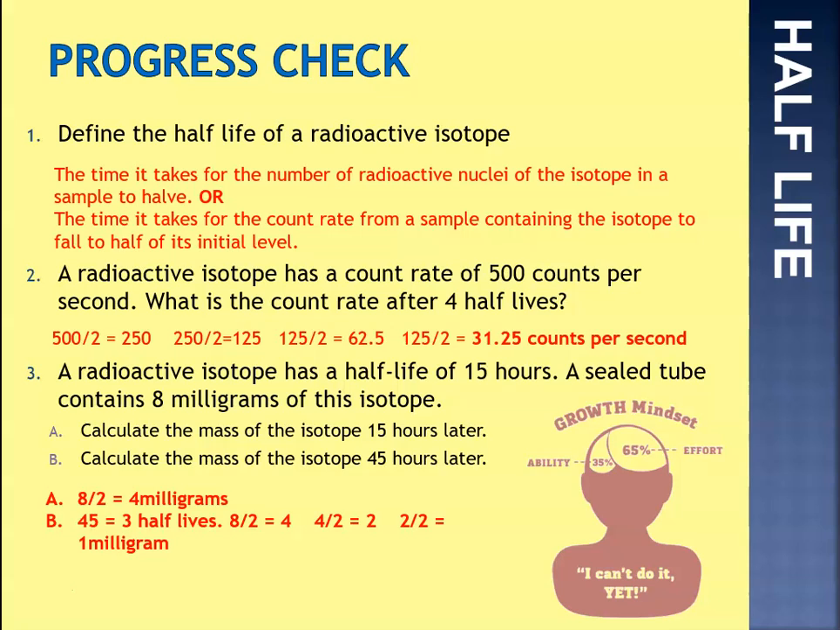For B, the mass is 45 hours later. That would be how many half-lives? 3 half-lives. So 45 would be 3 half-lives. We get 8, divide that by 2 to give us 4. Another half-life, divide that by 2 to give us 2. And another half-life, 2 divided by 2 gives us 1 milligram.